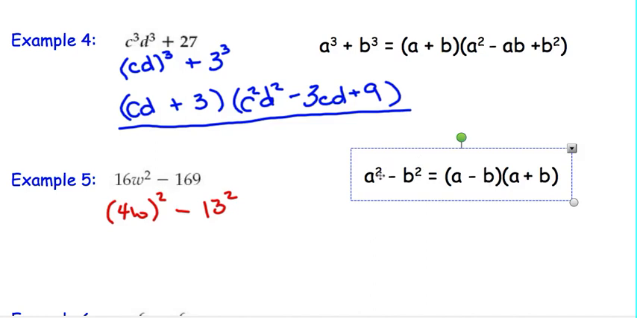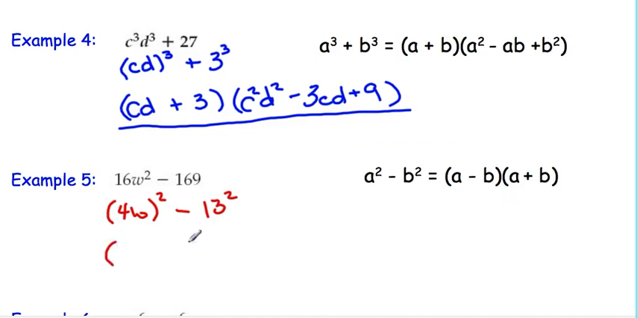But since it's minus, I have 2 sets of parentheses, and this time each set of parentheses is going to have 2 parts, so they can both be about the same size. In this problem, my A is 4W, so I write that at the beginning of both sets of parentheses. So I'm going to write 4W and 4W.